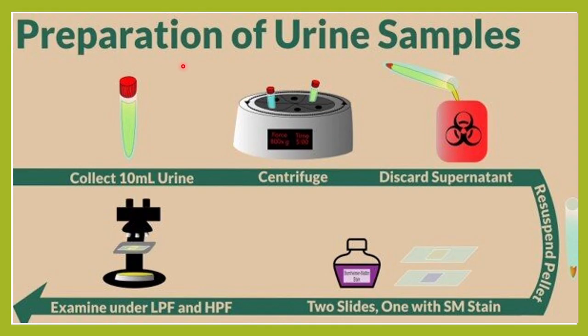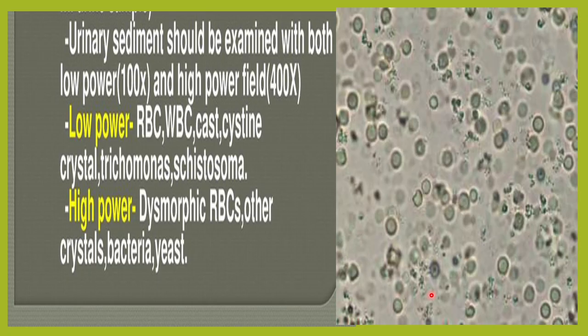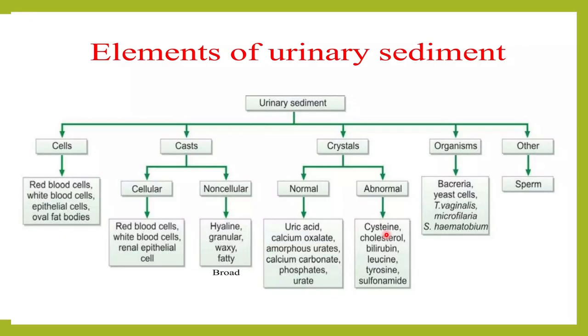So this is how we collect the urine, centrifuge it, discard the supernatant, make the slides and examine it under the microscope. Sometimes it is stained also in certain cases. Now the urine sediment, as I've told you, should be examined under both low power for RBCs, WBCs, crystals, etc., and high power for dysmorphic RBCs, other crystals, bacteria, yeast, etc., to identify the exact morphology.